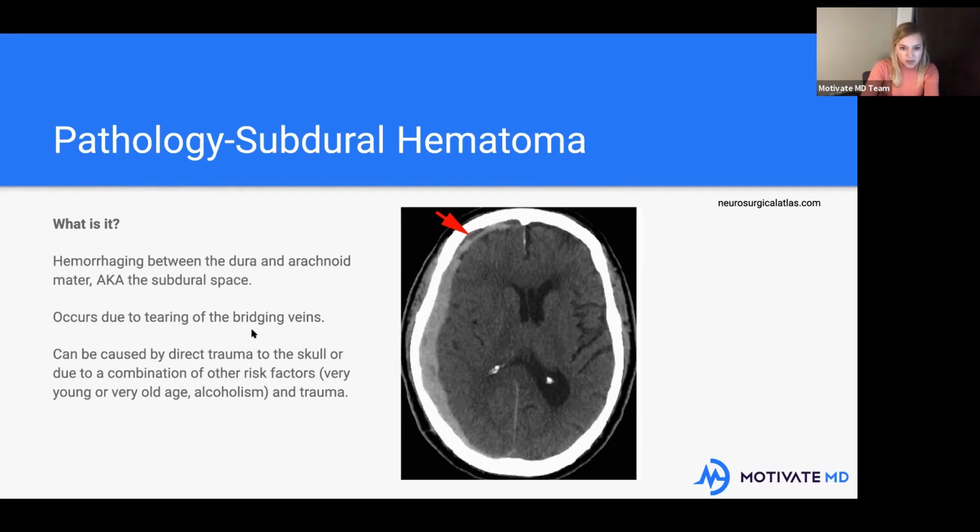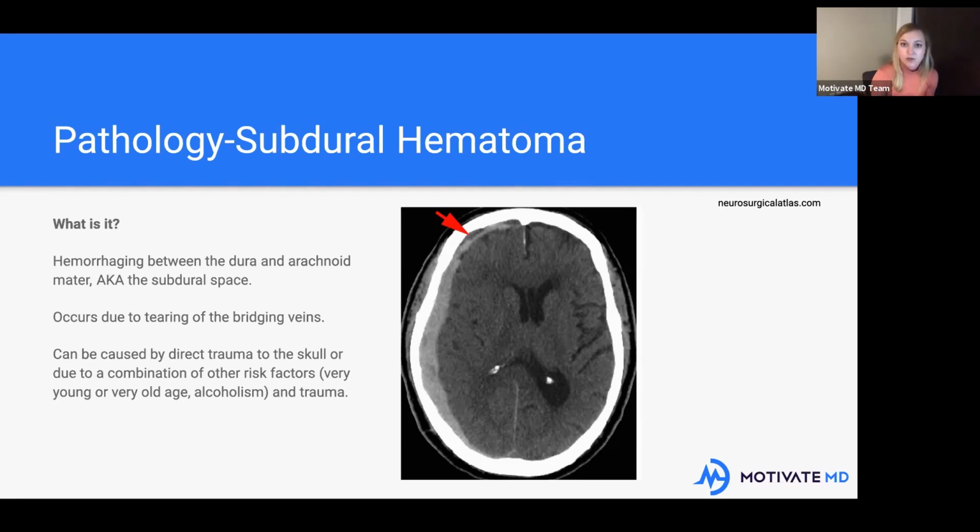So it's caused by tearing of the bridging veins, and the patients who are most at risk for this kind of bleed are actually on the extremes of the age spectrum. So very young, like a neonate or a baby that's just born, and then the very old. And the reason is that when you're very young and when you're very old, you tend to have more strain on the bridging veins. And what that can do, let me back up a second.